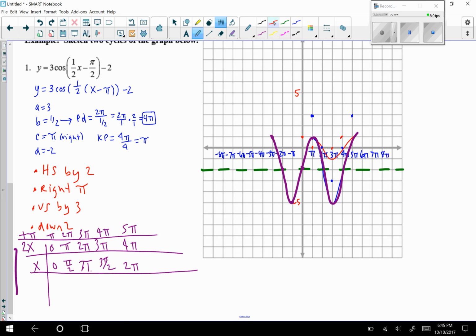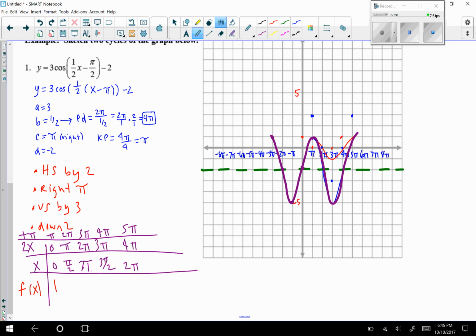Then for the next part, we are doing our y values. So I'm just going to plug all these into my equation. We're plugging this into our function. I'm just going to write f of x here instead of writing that all in because I don't have room. So think about if I were to plug pi into my equation. I would get pi over 2 minus pi over 2, which is 0. And then the cosine of 0 we know is equal to 1. 1 times 3 is 3, and 3 minus 2 gives me a value of 1.